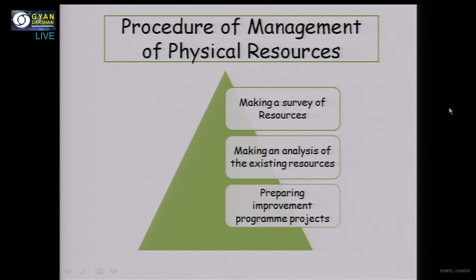Then the second step is also linked with the first step, making an analysis of the existing resources. So the resources which the government prescribes as needed for a school, and then the existing resources. Such type of survey should be conducted. Then we can state that preparing the improvement program projects.